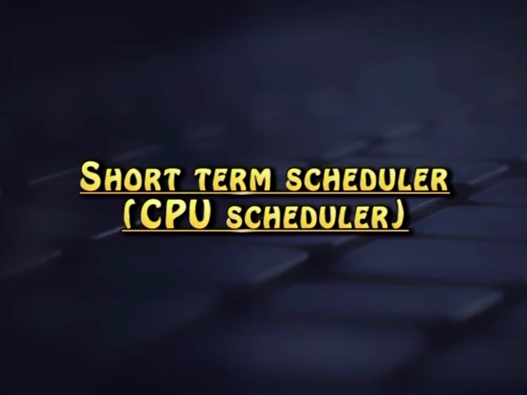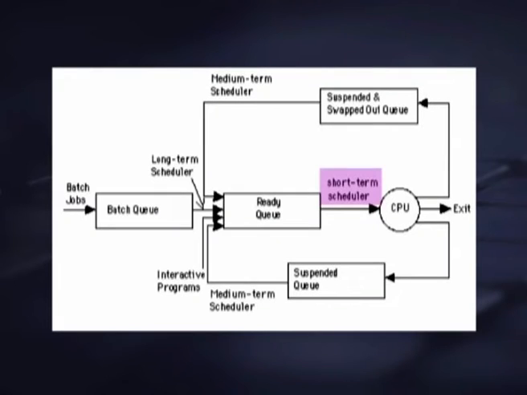First is the short term scheduler, also known as the CPU scheduler. It selects one process from among the processes in memory that are ready to execute and allocates the CPU to one of them. When the CPU becomes free, the short term scheduler becomes active, selects a job from the ready queue using any scheduling algorithm and assigns the CPU to it, thus making the CPU busy again.